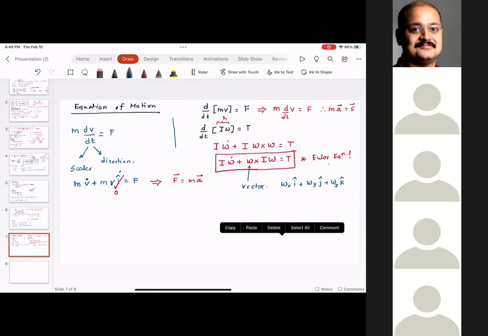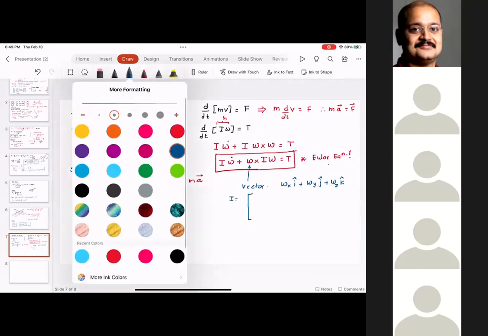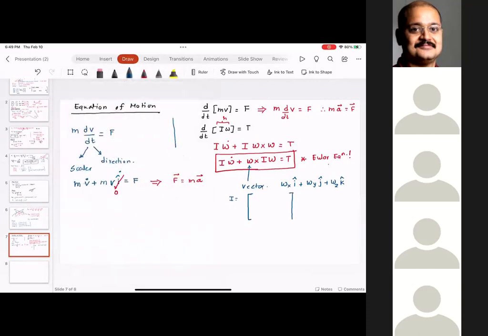I is, remember the inertia tensor that we talked about? It's a 3x3 matrix which has Ixx, Iyy, Izz, and then it has cross products of terms. That's what we discussed in last class. Everyone understood this? Now I'm going to make simplifying assumptions.